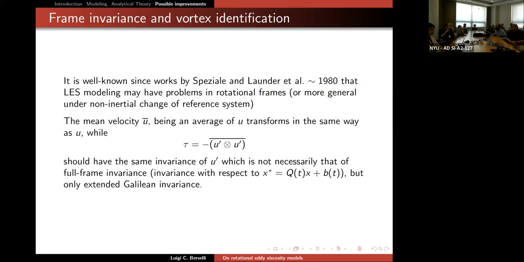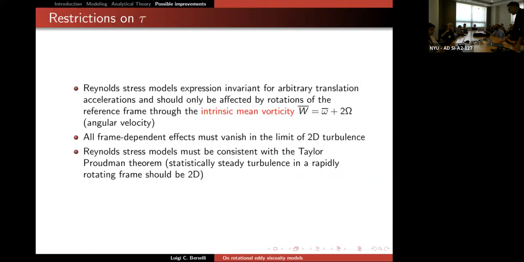So you have the Coriolis force, the centrifugal force, and so on. You want to understand if the Reynolds stress tensor, which is the average of the fluctuations, is transforming in the same way or not. So there are constraints that you have to put on the system.